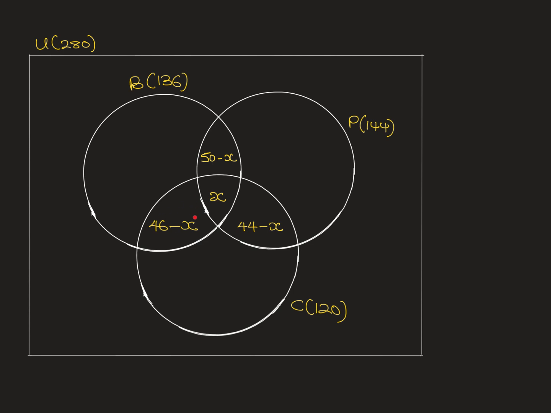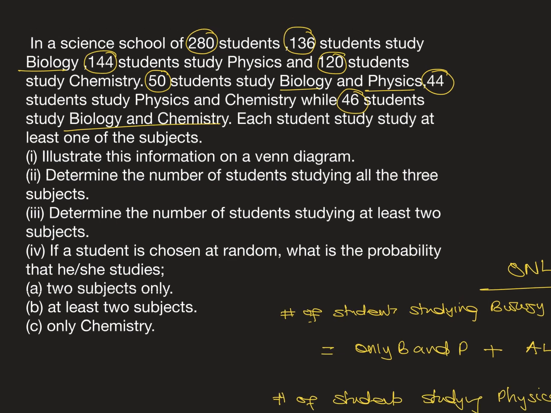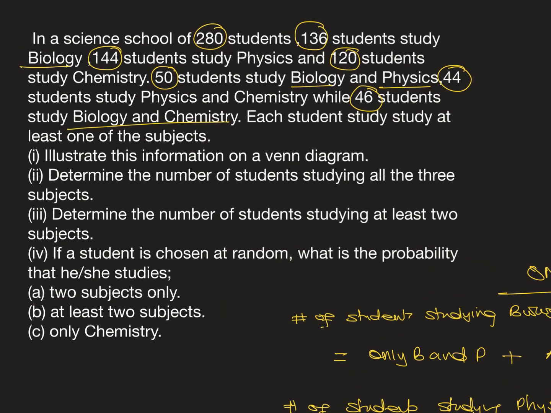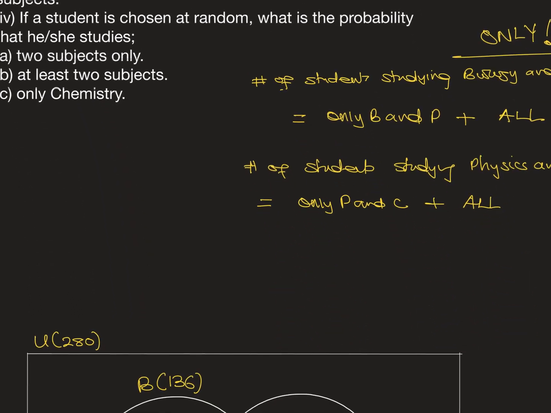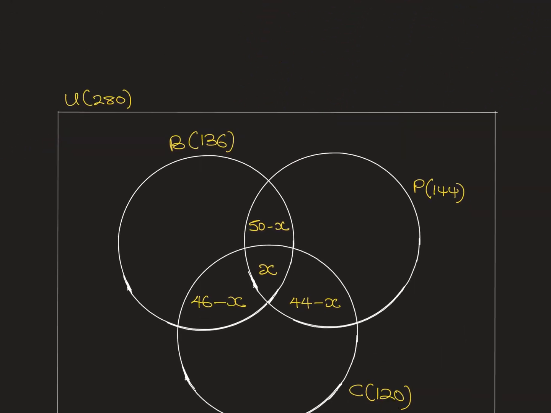This point is not given. This 46 is for the whole of this. This 50 here is for the whole of this. And 44 is for the whole of this. So if I want to know those studying only two subjects, I need to subtract X. I hope you get that. Let's move on to the question and see what is available again. So we have indicated all the values that are given on our Venn diagram.